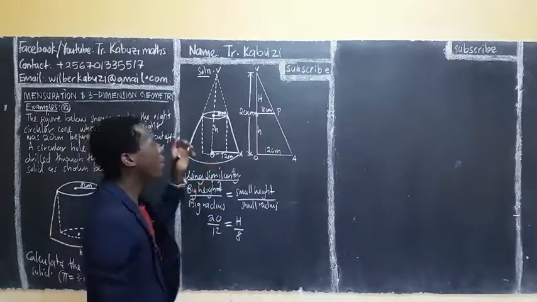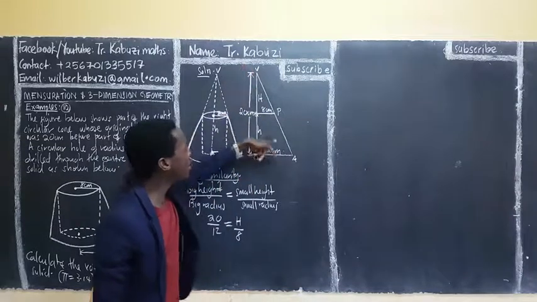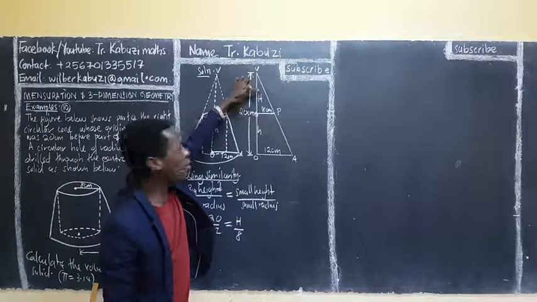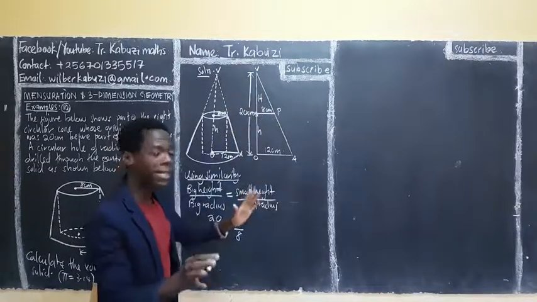Why am I doing this? Because we use similarity. This triangle here is similar to this one. That's why I'm taking this height, because this is a triangle. I can't use this because this is not a triangle. As simple as that.